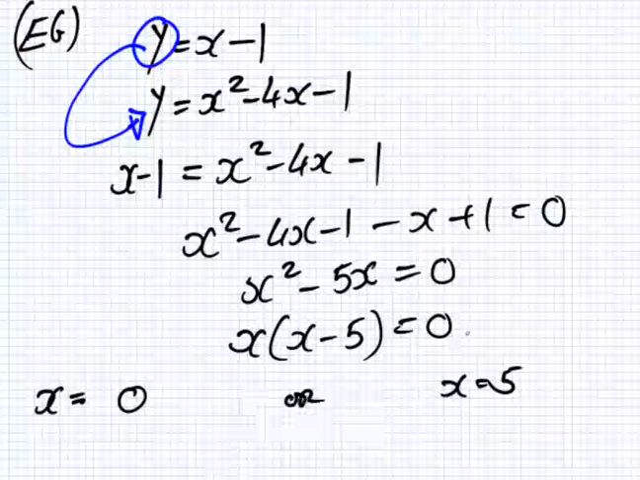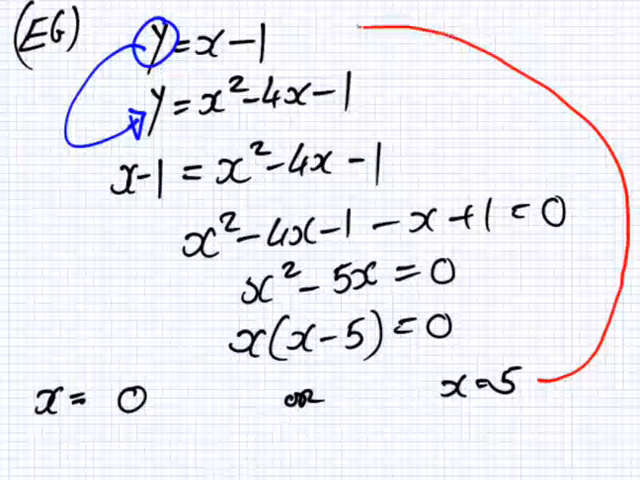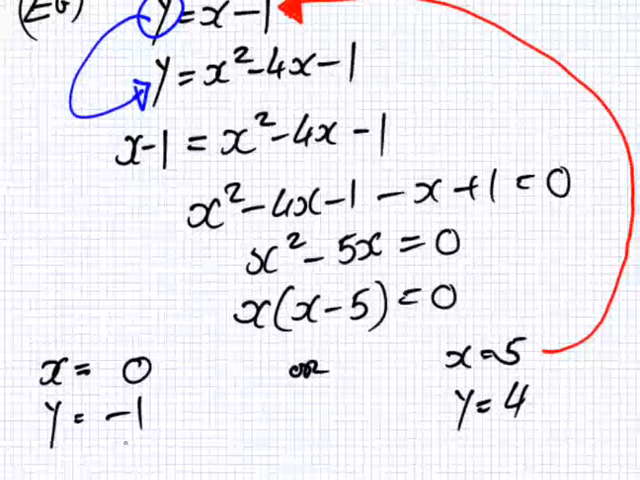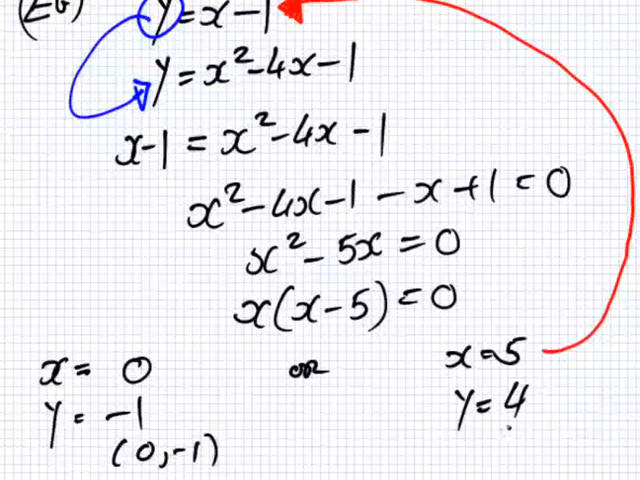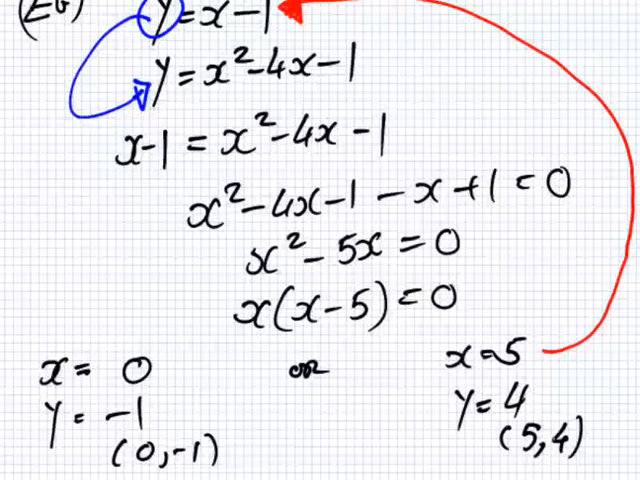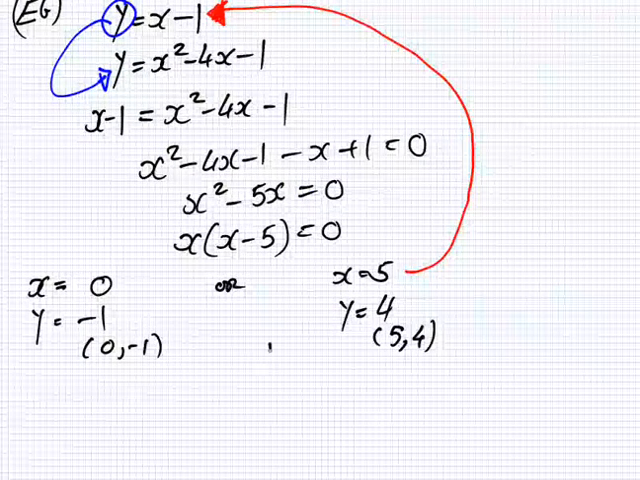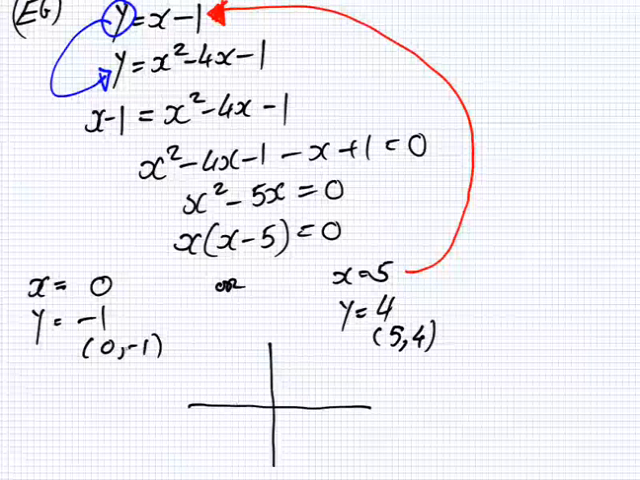What's nice here is that this is already in y and this is already in y, so we could use any one. I'm going to use this one here and put the value for y in here. So instead of y, I get x minus 1 equals x squared minus 4x minus 1. Taking everything to the right, I get x squared minus 4x minus 1 minus x plus 1 equals 0. So I get x squared minus 5x, the 1s cancel, equals 0.